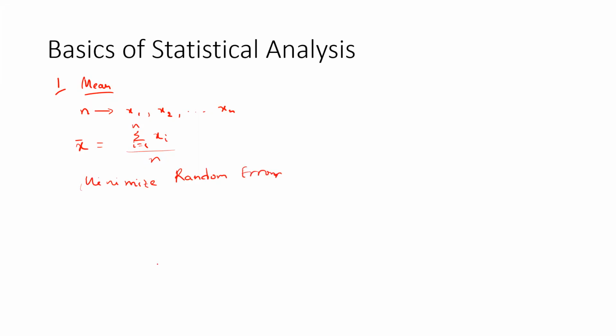So to further analyze, calculating the deviation of each data from the mean is often helpful. So the deviation d1, suppose for the data x1, it deviates from the mean by this amount, or we can represent it by x bar minus x1. And for d2, we can represent it by x bar minus x2, in this way up to dn.